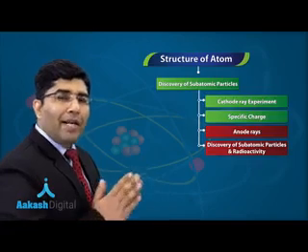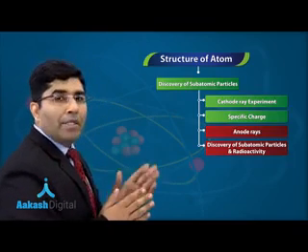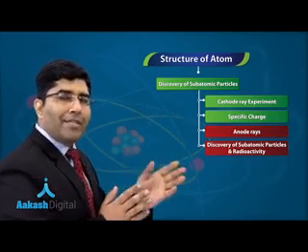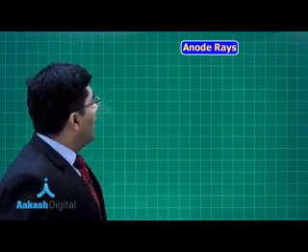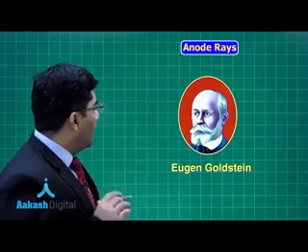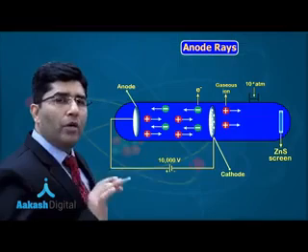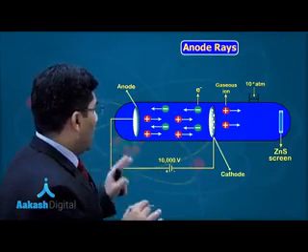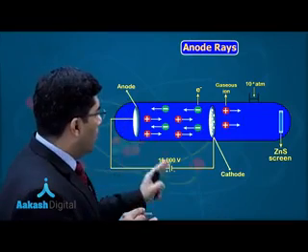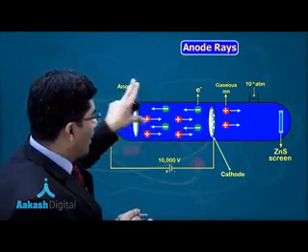So guys, till now we have discussed the cathode ray experiment and specific charge. Now let's discuss anode rays. After the discovery of the cathode rays, anode rays were discovered by Eugen Goldstein. Now what did he observe in the cathode ray tube? He observed that in the cathode ray tube, cathode rays are traveling from cathode to anode.